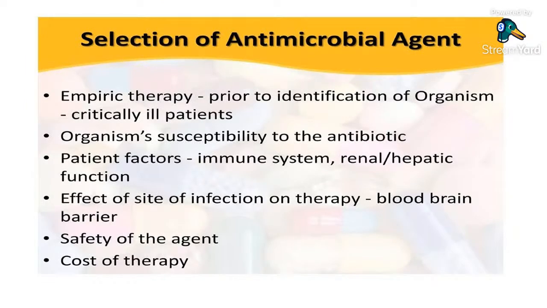Selection of antimicrobial agent. There are different types of therapy under the selection of an antimicrobial agent. First of all, empiric therapy. Empiric therapy is given prior to identification of the organism, in critically ill patients, considering organism susceptibility to the antibiotics, patient factors like immune system, renal system, and hepatic function, the effect of the site of infection on the therapy, like the blood-brain barrier, safety of the agent, and cost of therapy.